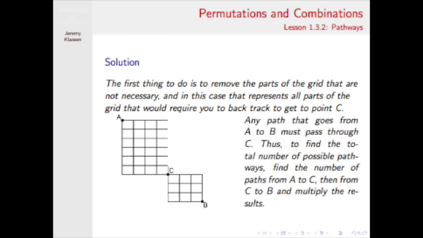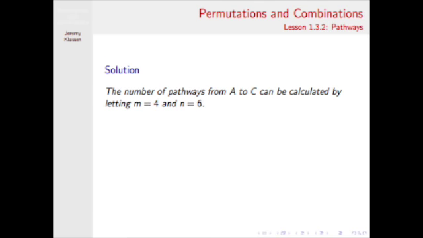So to find the total number of pathways, we need to find the number of pathways from A to C and then multiply that by the number of pathways that take you from C to B. And the reason why we multiply is because the only way to go from A to B is to go from A to C and C to B. And that implies multiplication. So now we just consider the 2 smaller grids separately.